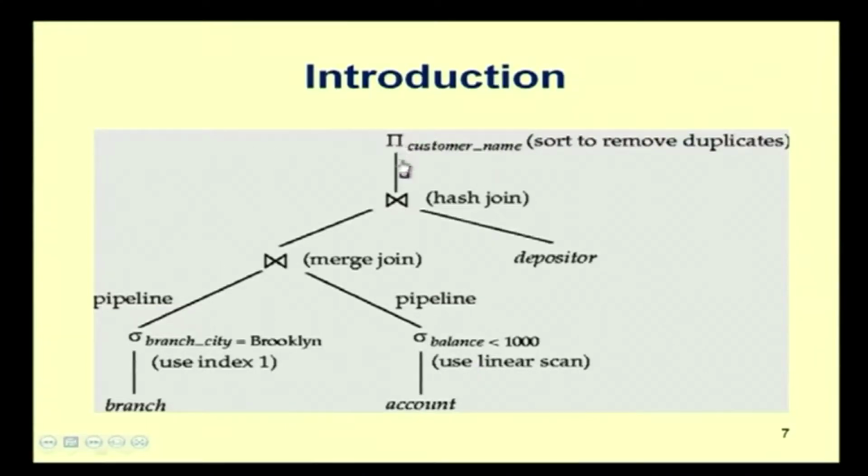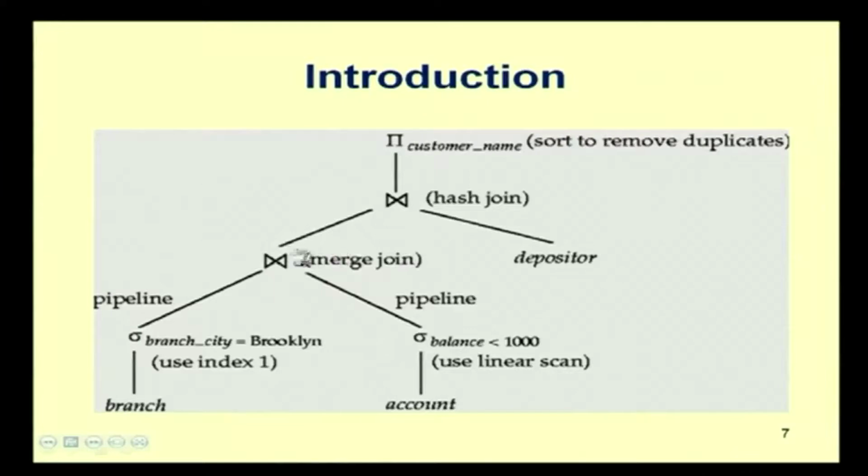So, what you do is you start here, do a hash join with depositor, then you merge join. What do you merge join? You merge join the selection branch city equal to Brooklyn, which has an index, and branch balance less than 1000, which you need to do with a linear scan on the account field and this on the branch field. These two together you can do simultaneously, that is what is called a pipeline. They are independent things, so you can do it simultaneously.